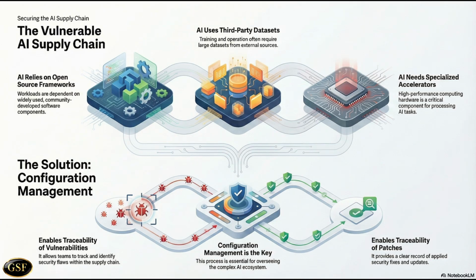fix or replace it. Configuration management acts like a detailed inventory ledger for the house. It records every component, its version, and where it came from, making it possible to trace the origin of any problem and quickly roll out patches before anything breaks or is exploited.